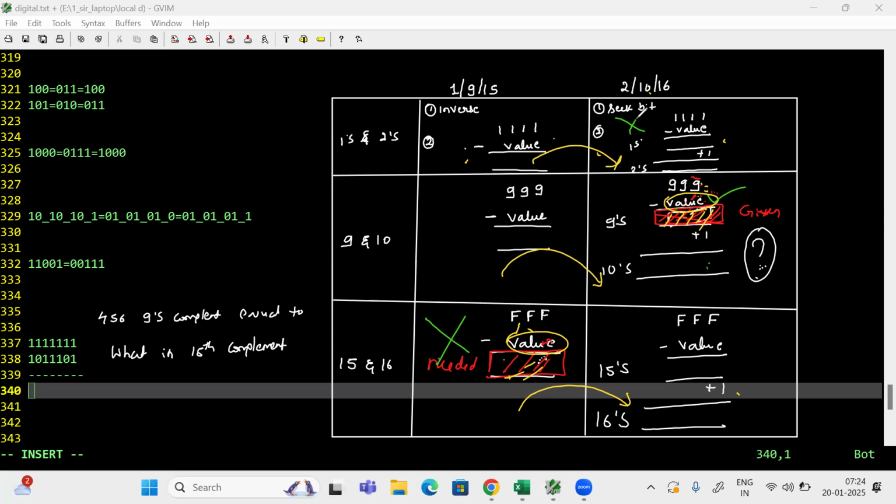Once you complete this, we'll do the cross complement. Cross means you know. Okay. So I'll just give you a few values. You just tell me all the things.